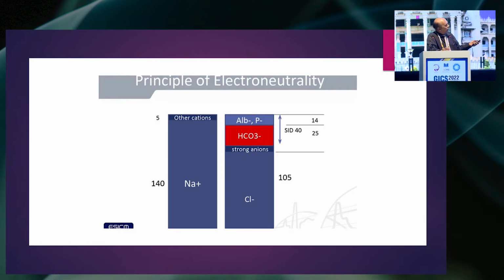This is called the strong ion difference, SID. This is the principle of electroneutrality. In body fluids, the major positive ion is sodium, and we have other cations like potassium, calcium, magnesium. Here, the major anion, but not matching the sodium, is chloride. Then we have the weak anions like albumin, phosphate, and bicarbonate. The difference between sodium and chloride is the strong ion difference, and it is usually maintained at 40.